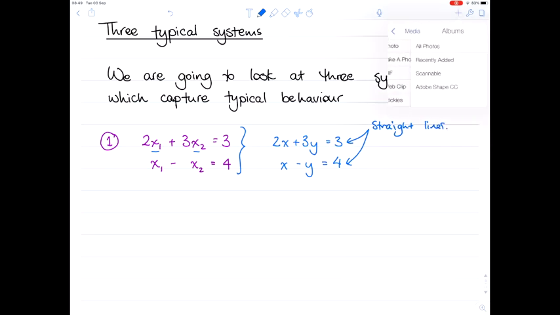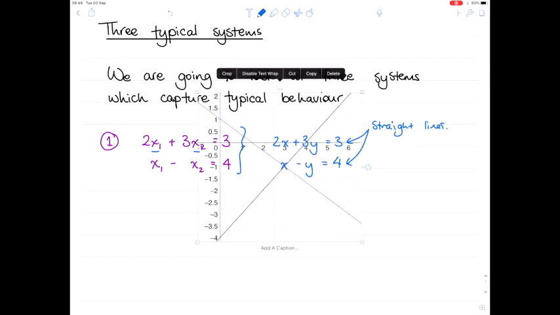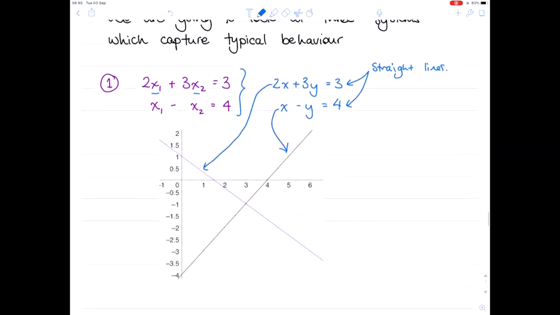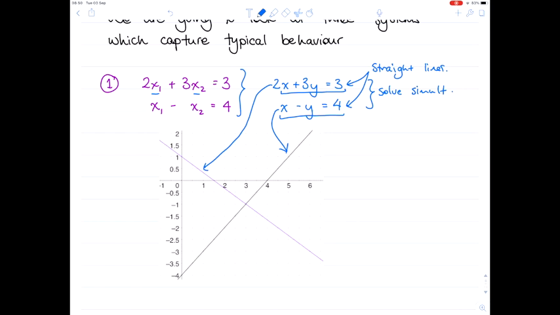So these are straight lines. And in fact, if I go ahead and plot these 2 lines, then I've got this purple one is 2x plus 3y equals 3, and this black line over here is x minus y equals 4. And if we want to solve these simultaneously, what we're trying to find is any point which simultaneously solves this equation and this equation. And graphically what that means is we're looking for this point over here, which is the point (3, minus 1).